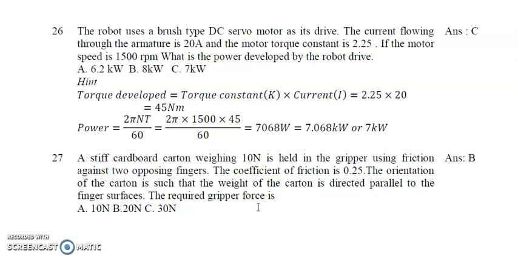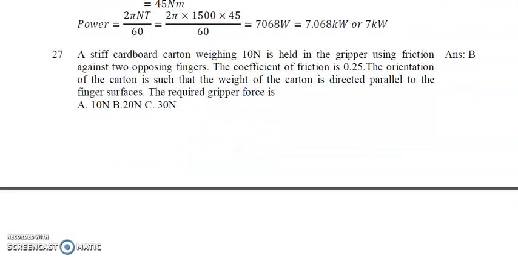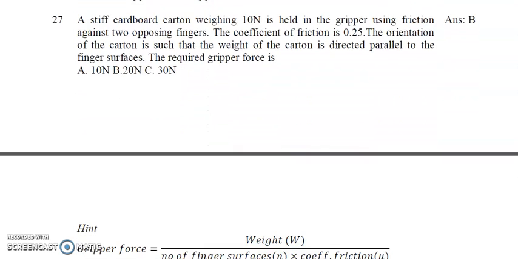Question number 27. A stiff cardboard carton weighing 10 Newton is held in the gripper using friction against two opposing fingers. The coefficient of friction is 0.25. The orientation of the carton is such that the weight of the carton is directed parallel to the finger surfaces. The required gripper force is A, 10 Newton; B, 20 Newton; C, 30 Newton.